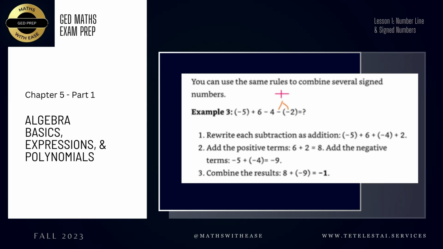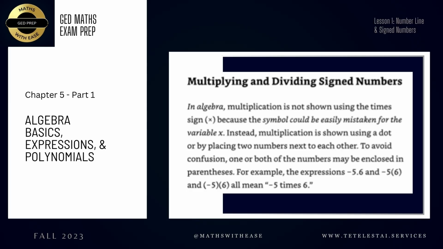So practice problems on page 838 to 840. Multiplying and dividing signed numbers. In algebra, multiplication is not shown using the multiplication sign because the symbol could easily be mistaken for a variable x, and we've seen examples in other lectures where we're using x as a variable. So instead, when you're looking at a multiplication problem, it'll be shown using a dot or by placing two numbers next to each other to avoid confusion.